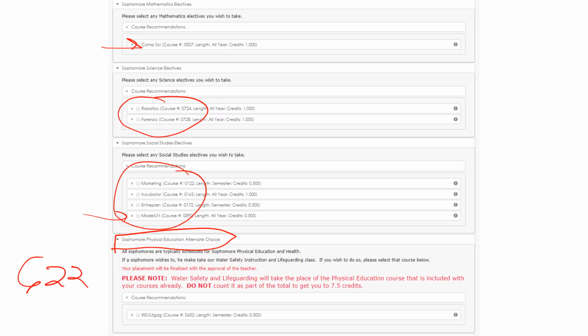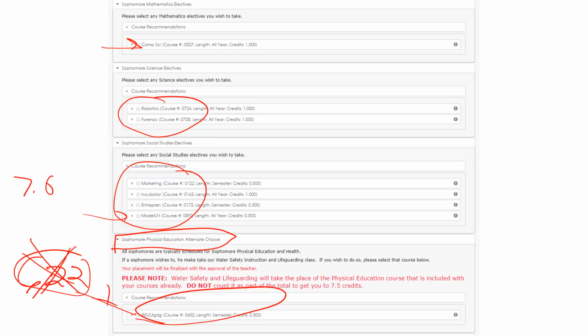If you want to replace 622 with water safety instruction and lifeguarding, you can do so. But remember, you cannot take both. So it's not PE health and lifeguarding. This will take the place of this. So again, with your course selection pieces, you have 7 credits. Taking away the 622 keeps you still at 7 credits. It doesn't do anything with replacing those 7 credits to get you to 7.5 credits.